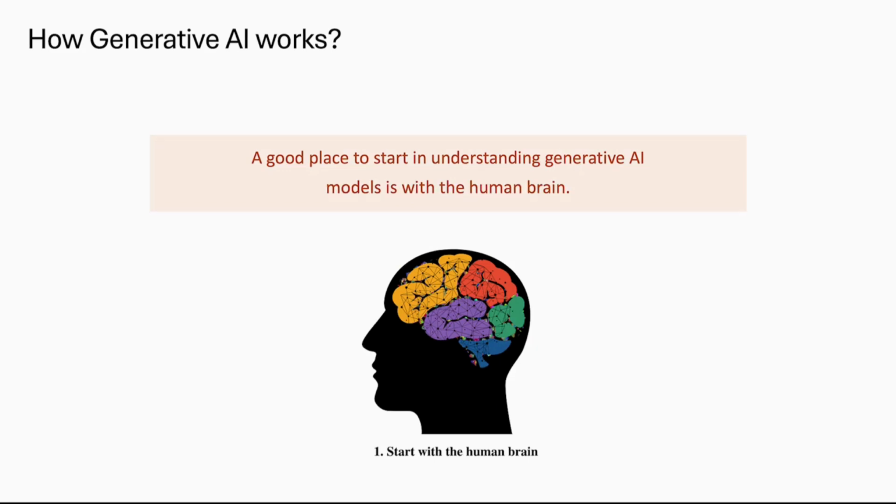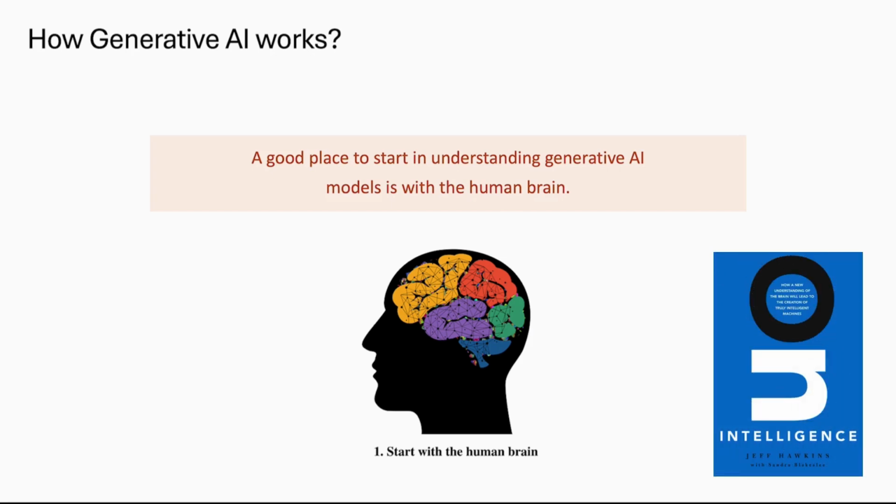So let's start with the human brain because that's the foundation to understanding generative AI. And in order for me to define how a human brain works, I would like to refer to a book from Jeff Hawkins called On Intelligence. I would strongly suggest you read that book. It's a very interesting hypothesis being presented there.